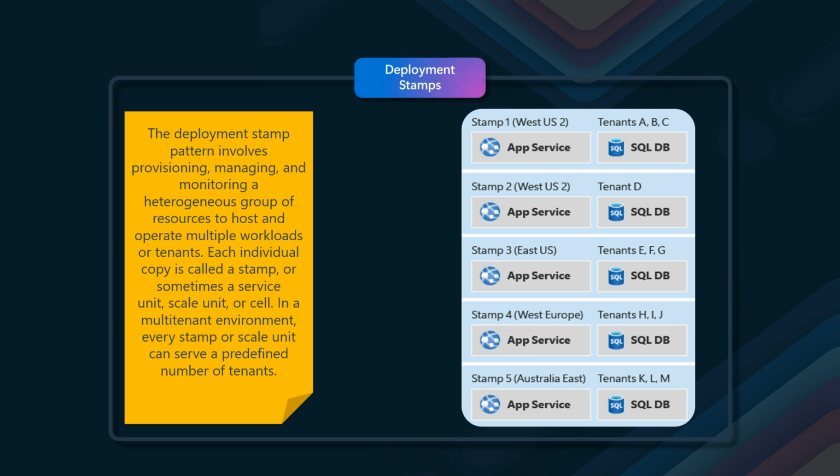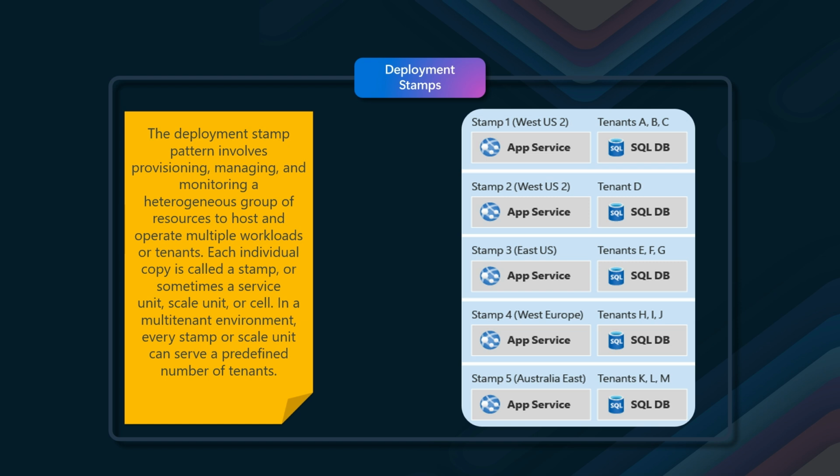The deployment stamp pattern involves provisioning, managing, and monitoring a heterogeneous group of resources to host and operate multiple workloads or tenants. Each individual copy is called a stamp, or sometimes a service unit, scale unit, or cell. In a multi-tenant environment, every stamp or scale unit can serve a predefined number of tenants. Multiple stamps can be deployed to scale the solution almost linearly and serve an increasing number of tenants.